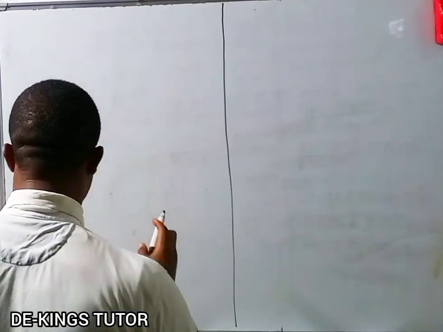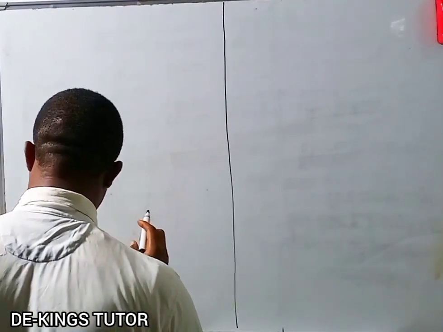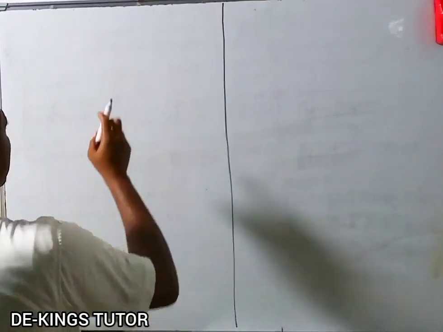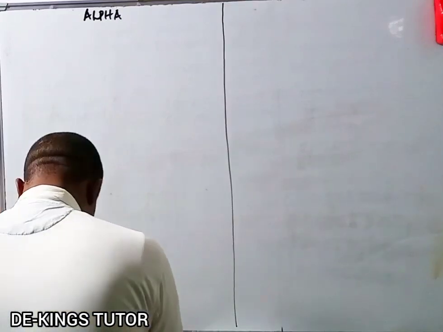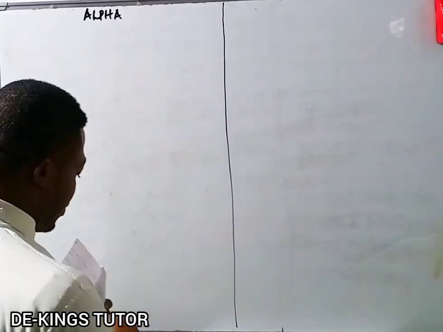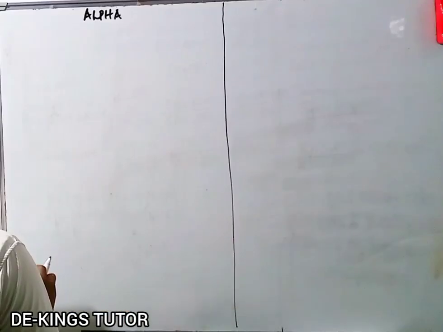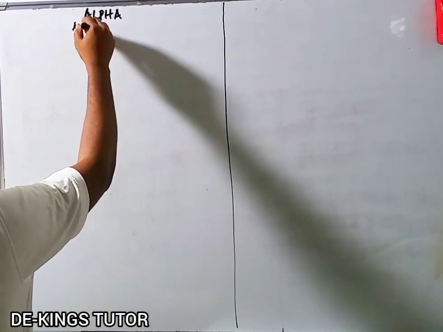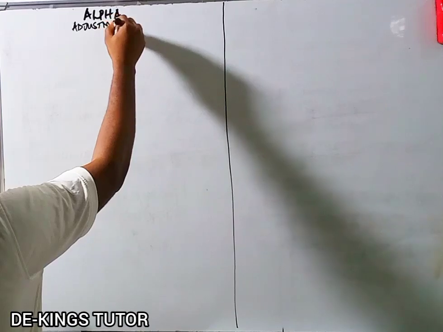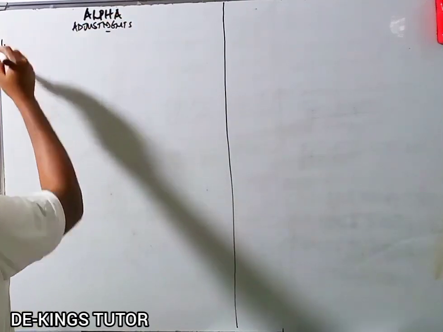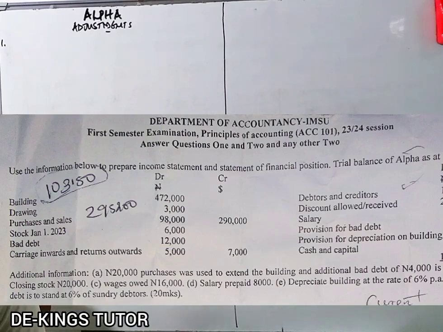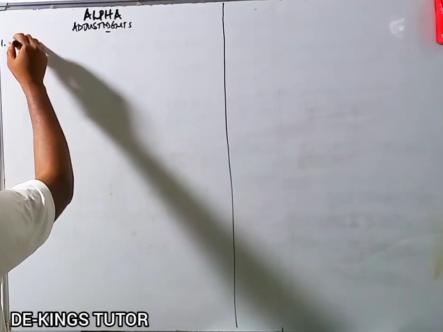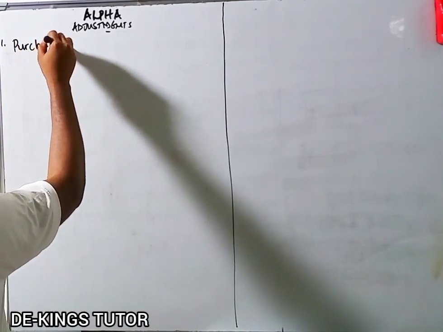So now I want to start with the name of the owner, which is Alpha. Now let's do the necessary adjustments before we proceed. The adjustments are very important before we proceed. So I write here, adjustment. Now the first one, let's go to the additional information. There's a 20,000 naira purchases that was used to extend the building. So what will now be the real purchases that you will have to use?